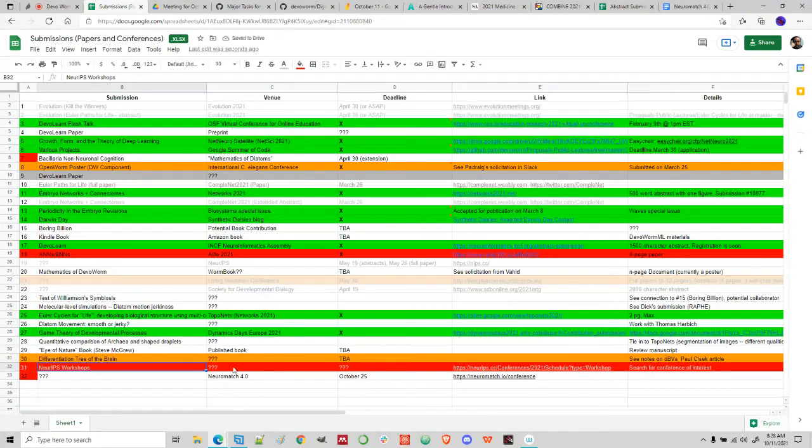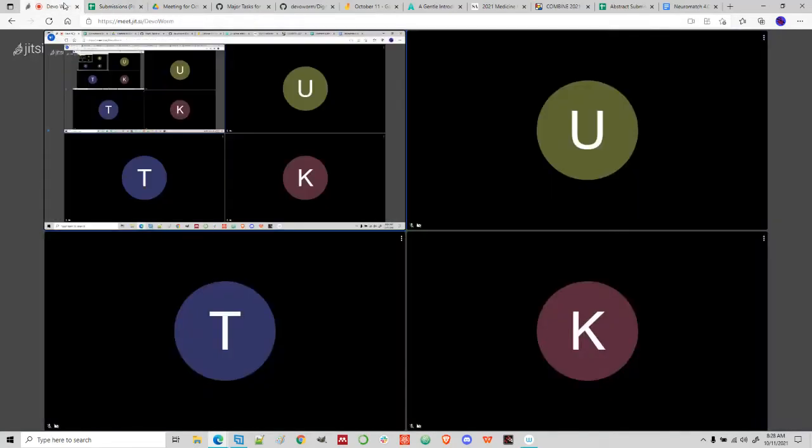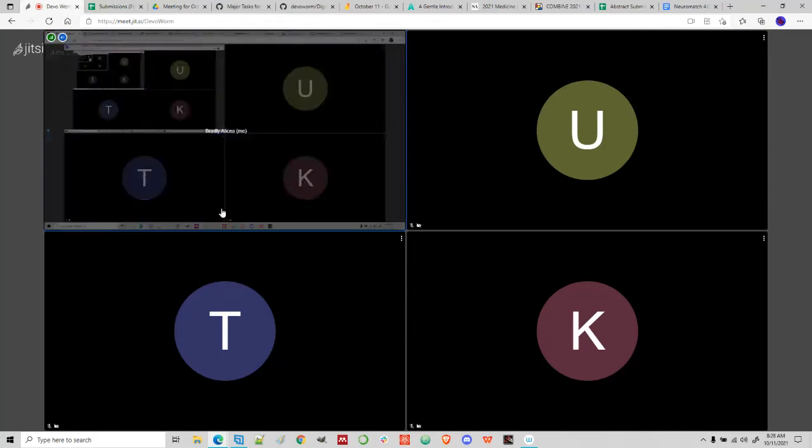We have those two things coming up, and some of these things are kind of open, like this Williamson symbiosis, the diatom motion jerkiness, and so forth. So those are all open to collaborators, and I think a lot of the stuff we're doing with diatoms here, with Tharun and Ujjwal and Asmit, all fit into one of these diatom categories. So we'll talk more about how we're going to submit that work later.